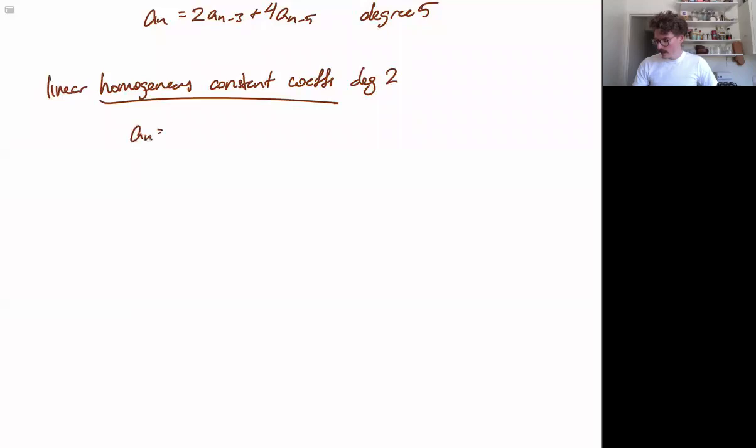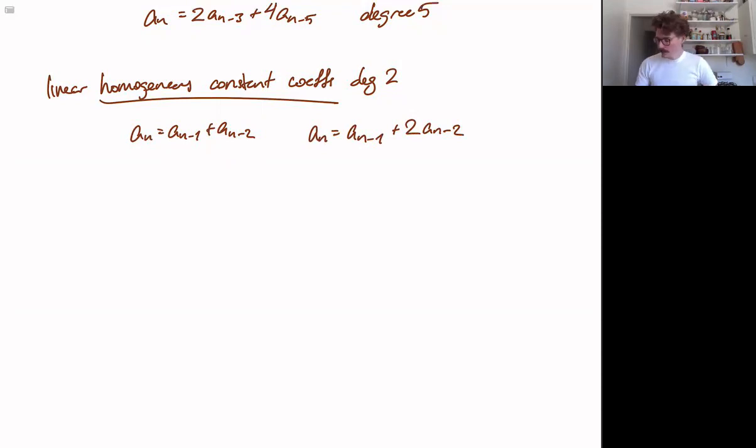They were a_n equals a_{n-1} plus a_{n-2}. You can see that this is linear because these aren't getting multiplied. It is homogeneous because there is no extra term. The coefficients are both 1, so they are constants. And it's degree 2 because the smallest term appearing is n minus 2. And the other one was a_n equals a_{n-1} plus 2a_{n-2}. So almost the same, except the coefficient on this term has changed.